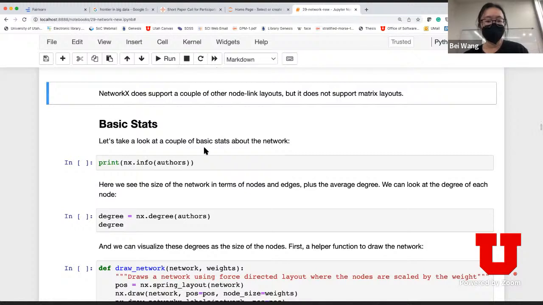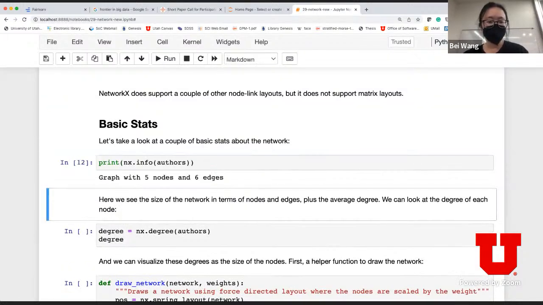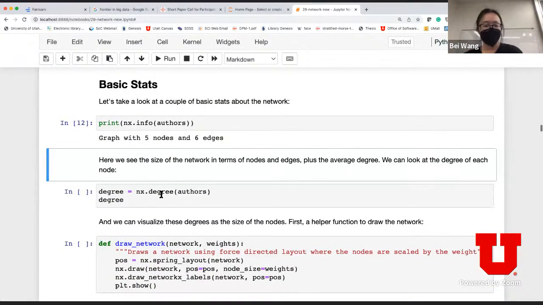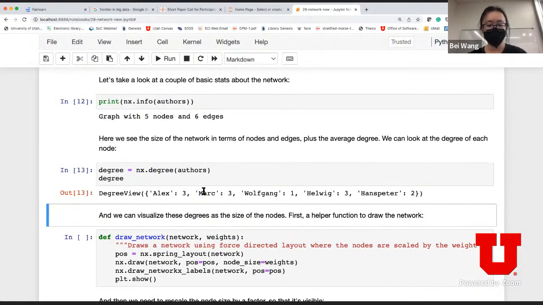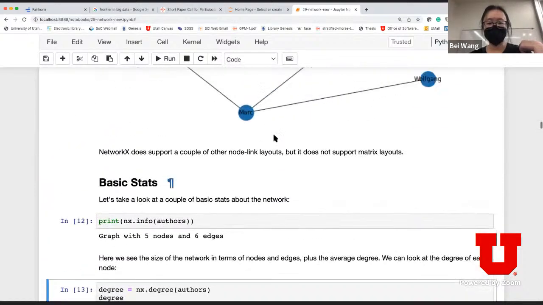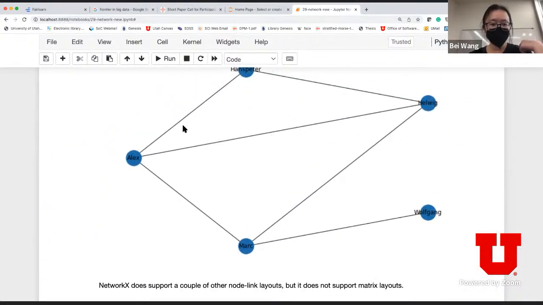Okay, so now for NetworkX, you can also get information or statistics. So .info tells you this graph has 5 nodes and 6 edges. And remember, we just talked about degree, so we can actually return the degree. The degree view says the node Alex has degree 3. Why? If you look at this, there are 3 edges coming out of it. So it has 3 neighbors.